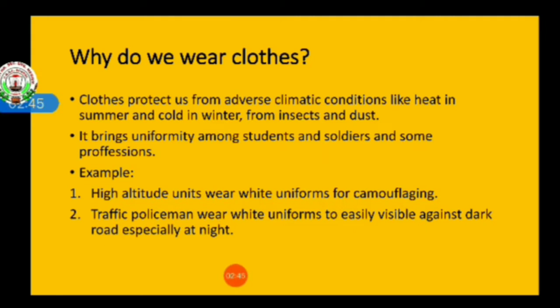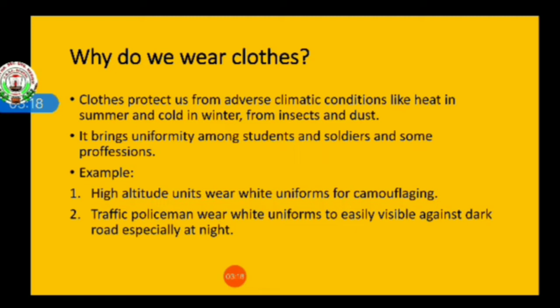Example, high altitude units wear white uniforms for camouflaging. It means some soldiers who are staying in high altitudes, their uniforms are made with polyester filling, which not only protects them in extremely low temperatures at high altitudes, but also provides camouflaging, means it helps them to hide so that they are not spotted by enemies in the snow.